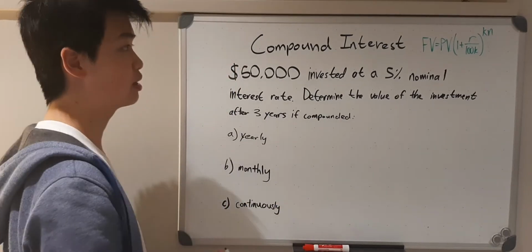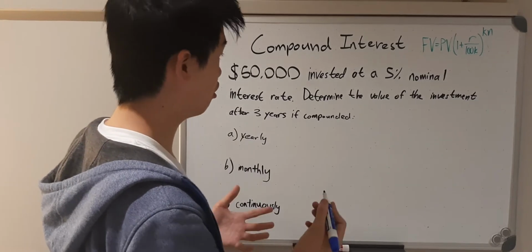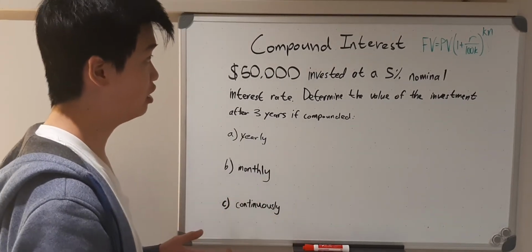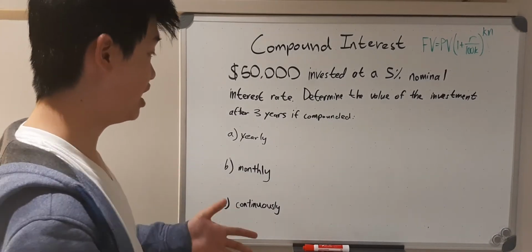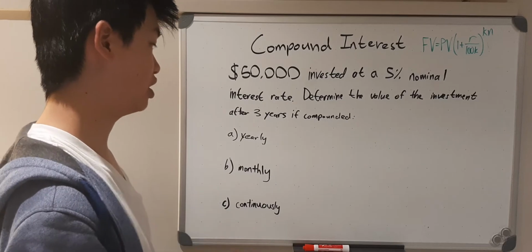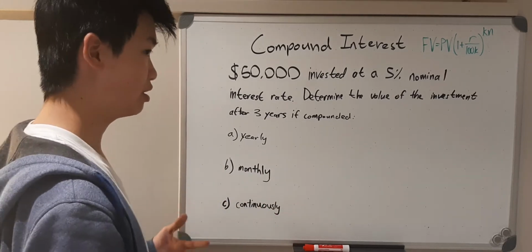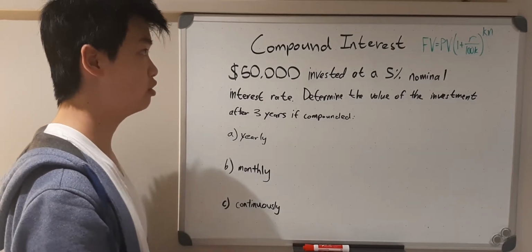value, PV is present value, and we multiply that by 1 plus R, R being the percentage interest rate, or nominal interest rate, over 100k, and k being the amount of times it's compounded per year, to the power of kn, k being the amount of times it's compounded per year, and n being the number of years. So all we have to do is find a value.